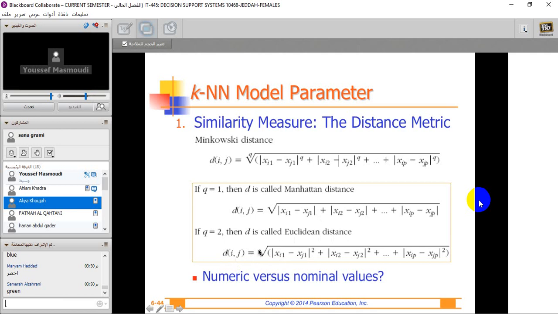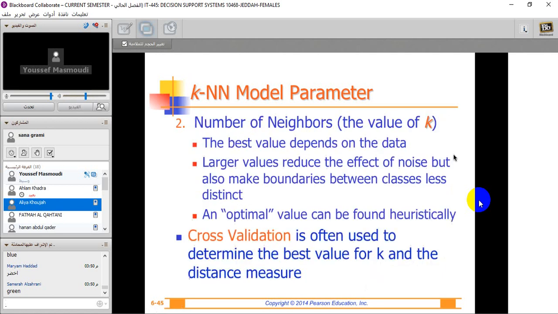So the distance between 2 points i and j equals the square root of xi1 minus xj1 squared plus xi2 minus xj2 squared plus etc. So each distance has its formula to compute. Numeric versus nominal values. KNN is not really good when you have nominal values.